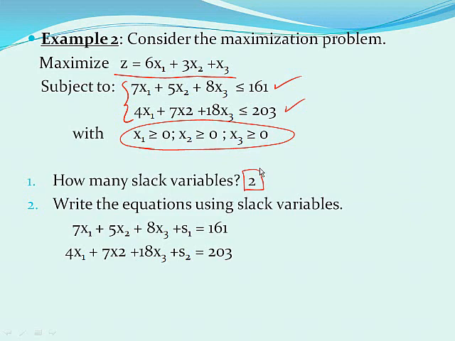Now if we call the slack variables s1 and s2, the first constraint can be written as 7x1 plus 5x2 plus 8x3 plus s1 equal to 161. Notice that this was an inequality and here it is an equation. So this will be the first equation in the system. And the second constraint can be written as an equation using s2 added to the left side. So this will be slack variable s2.